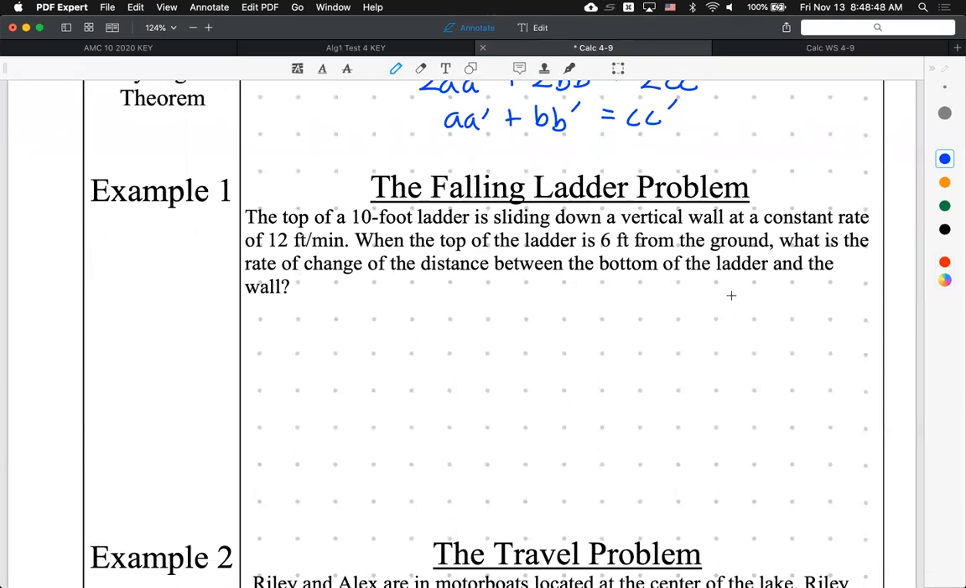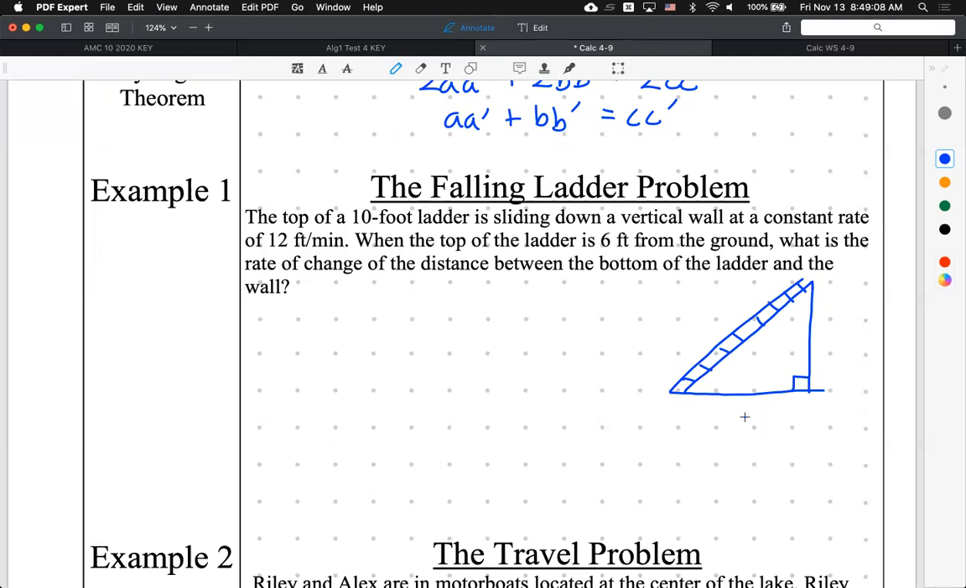So let's go ahead and draw a picture of a ladder. My ladder is going to look like that. You can do the rungs of the ladder. And let's say that's my wall and that's my floor. Essentially, I have a right triangle here.